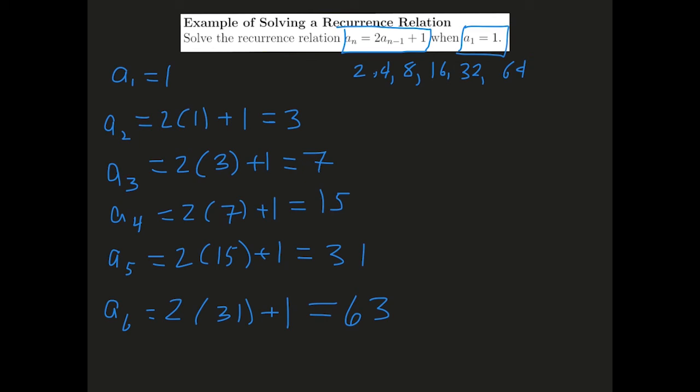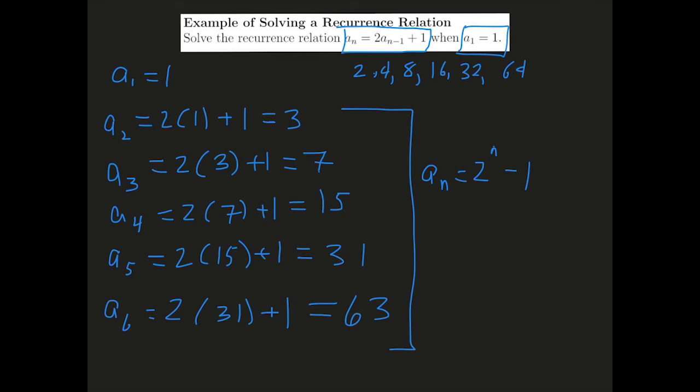And so, in fact, if you write down the formula, actually, let me do it like this: a_n equals 2^n minus 1. That's going to give you all of those terms. If I plug in a 1, I'm going to have 2 minus 1, which is 1. If I plug in a 2, I'll have 2 squared, which is 4, minus 1, which is a 3. Plug in a 3, and we'll have 8 minus 1, which is a 7, and so on and so forth.